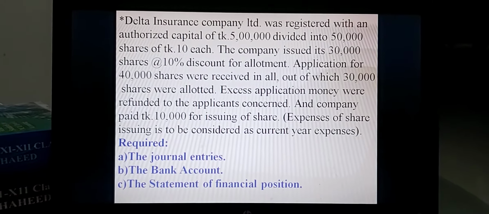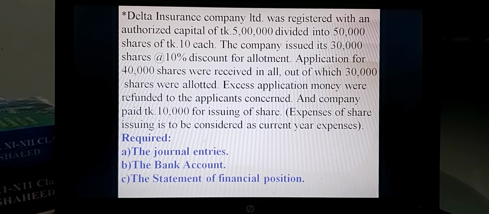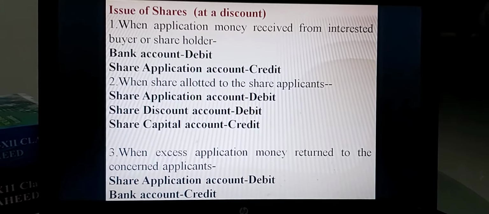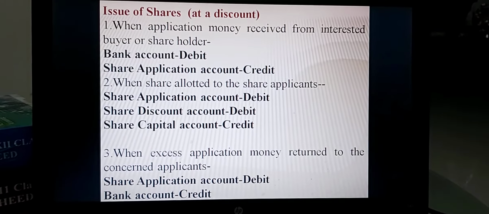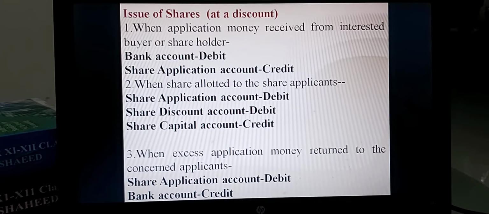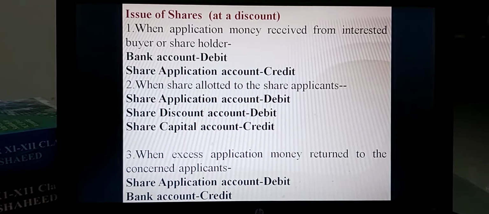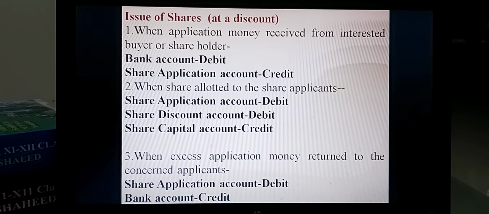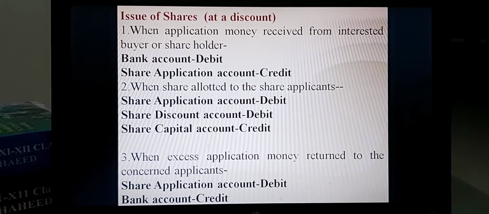So we can go for knowing the journal entries. From the first lecture, for helping in recording the journal entries, issue of shares at a discount. Number 1, application money received from the interested buyer or shareholder. This is the first entry, the same in all levels: Bank account debit, share application account credit.